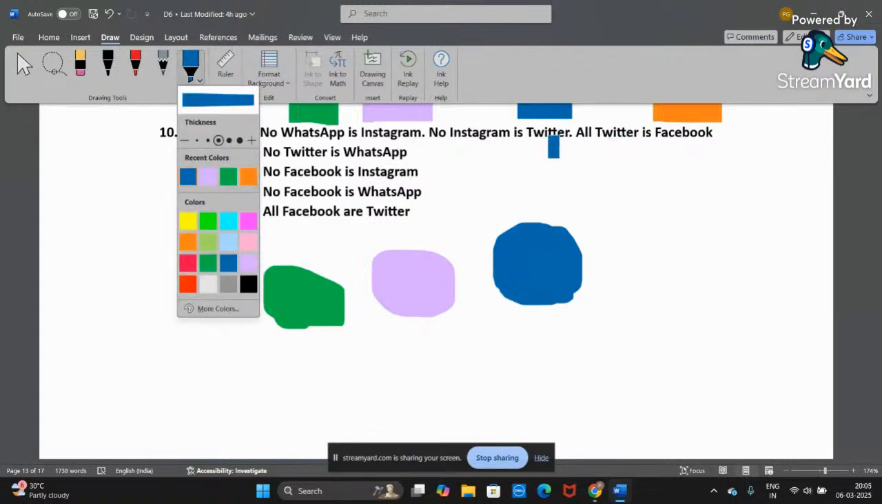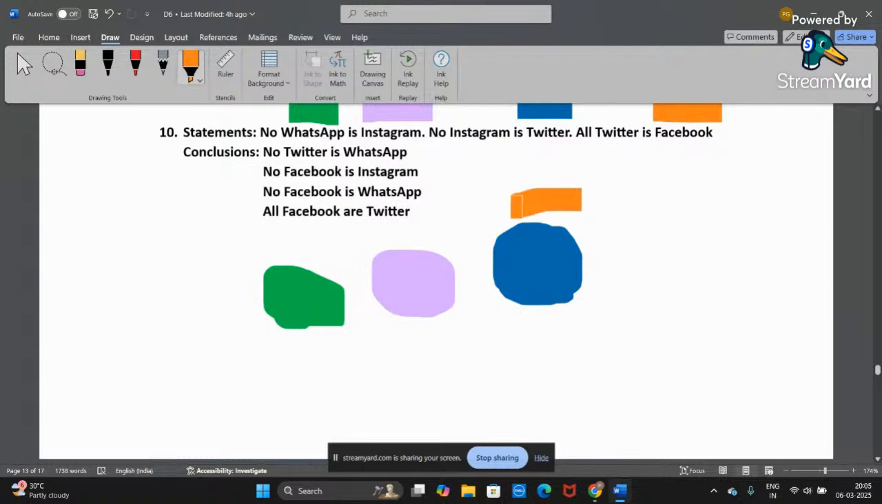So, all Twitter is Facebook. That means all Twitter comes inside Facebook because see this has turned to green color.